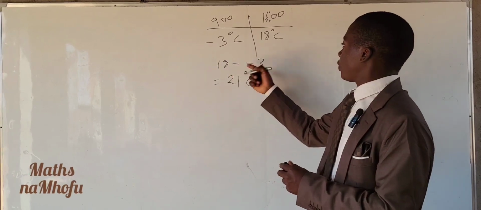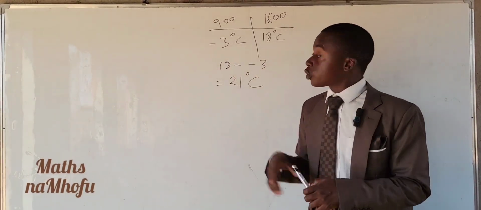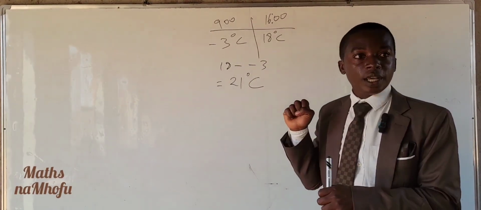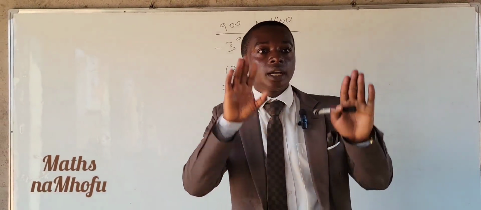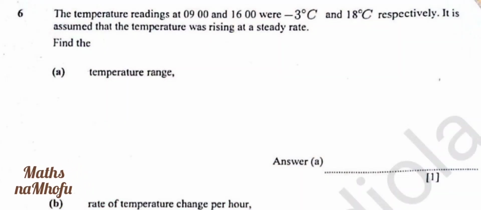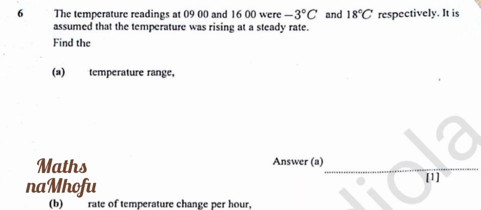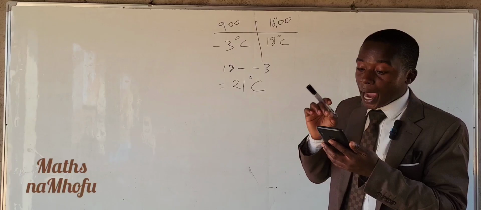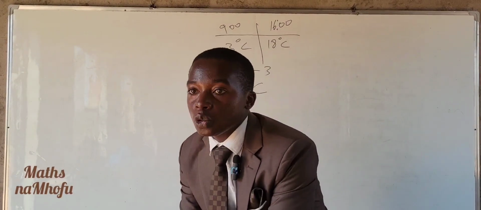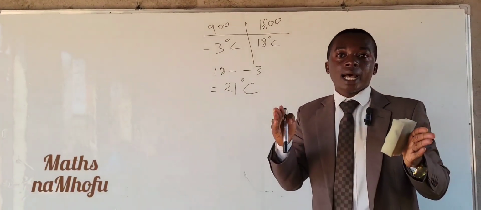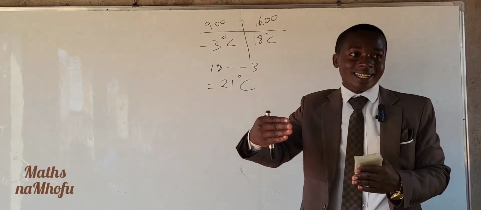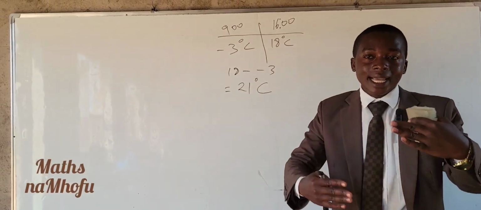So remember, negative and negative will give you a positive. So this is our temperature range. You understand? The formula for calculating the temperature range, maximum minus minimum. Very simple and straightforward. Then the next question, find the rate of temperature change per hour. Remember, they told us that the temperature was rising at a steady rate. It means it was rising at a constant rate.